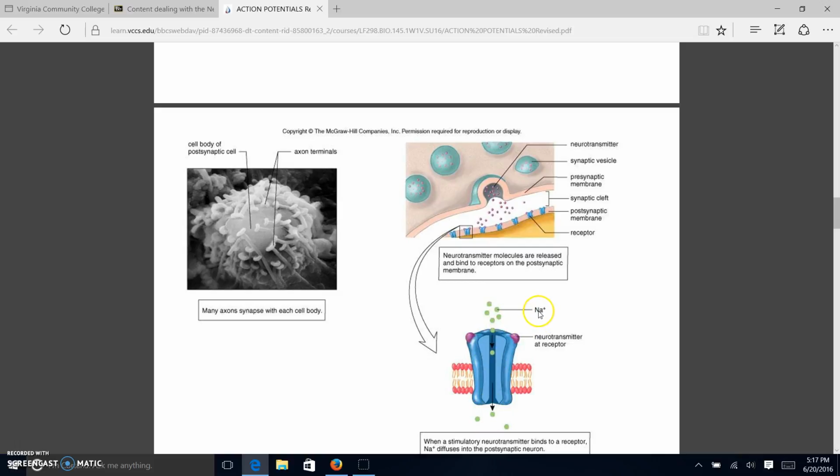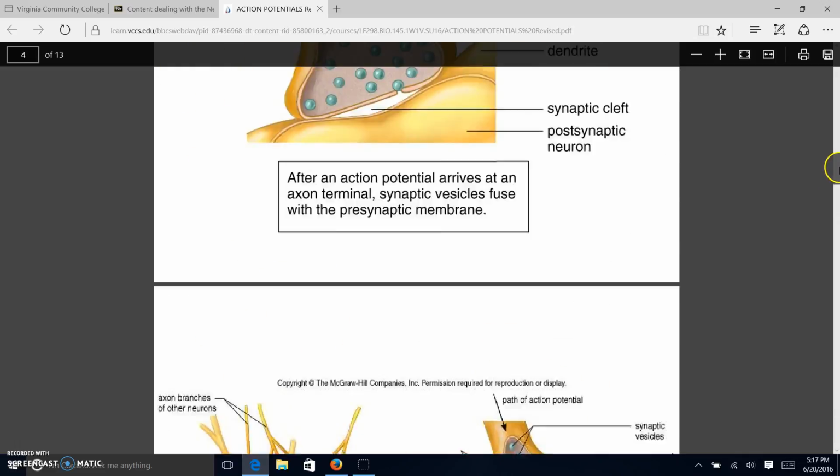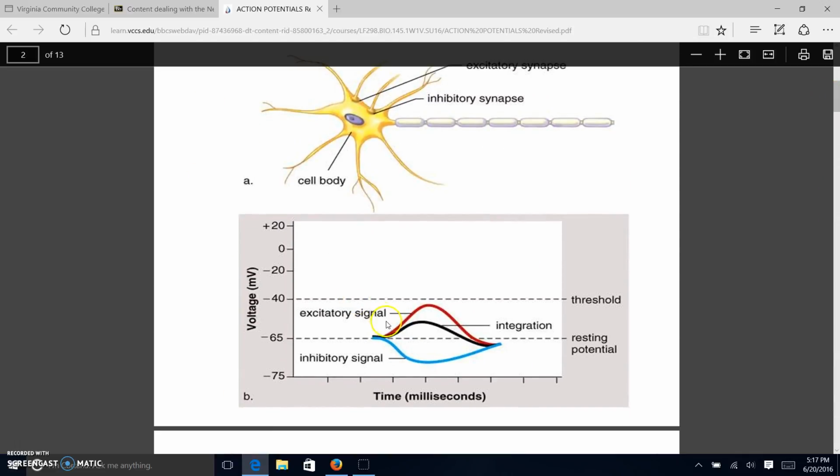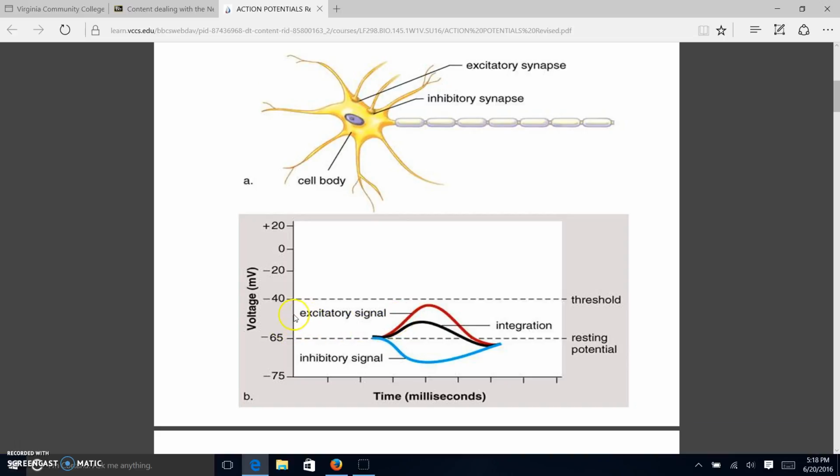Now in this situation, since that ion is sodium and sodium is positive, then if a bunch of sodium goes in, what it would actually do is give us this excitatory signal because sodium is positive. So as it goes in, it's going to build up that voltage towards threshold. And then if we reach threshold, we may go ahead and generate what we call an action potential.